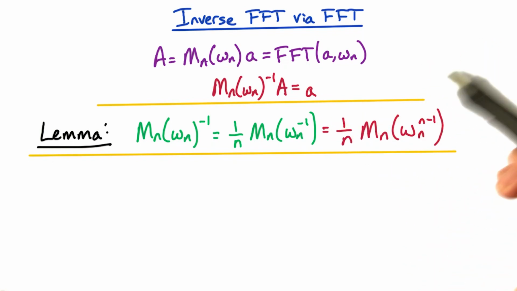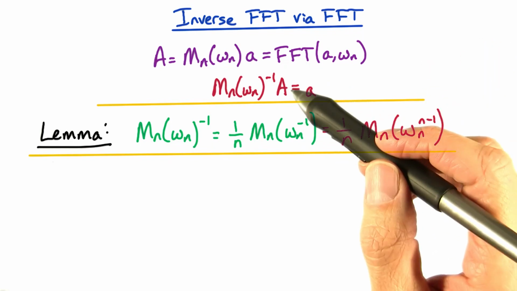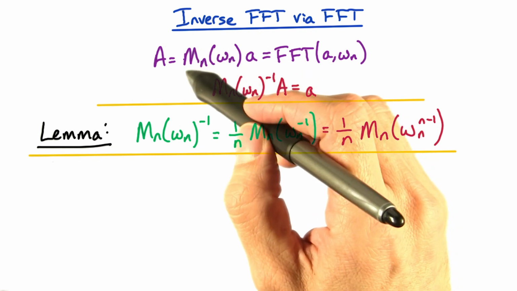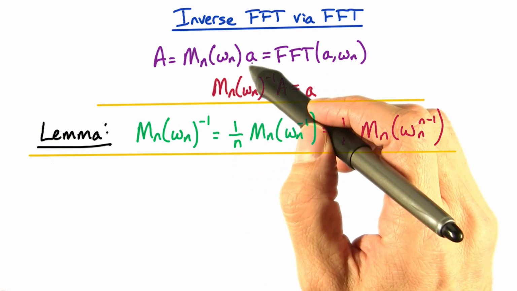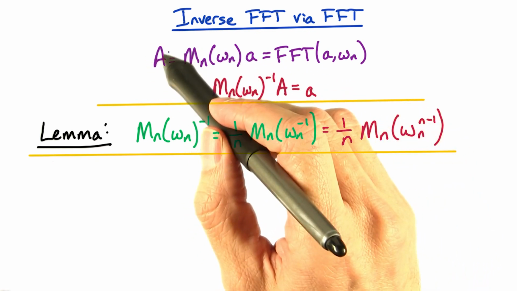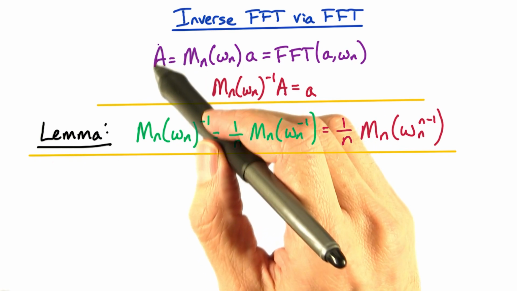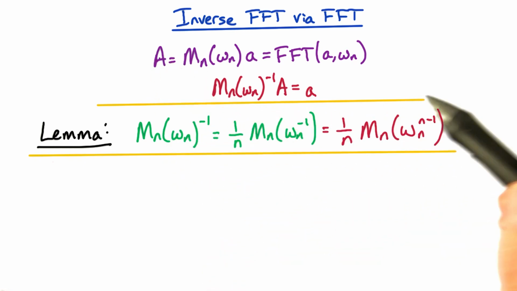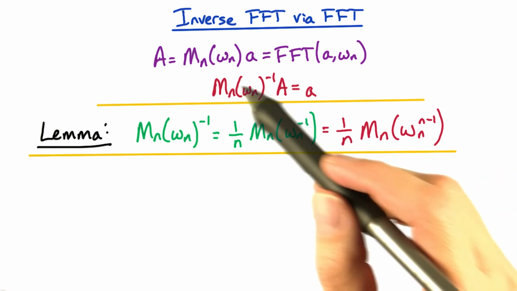Now let's recap what we have. FFT is computing the product of this matrix capital M times little a. And that's outputting capital A, which is the value of this polynomial at these nth roots of unity. For inverse FFT, we want to do the reverse.